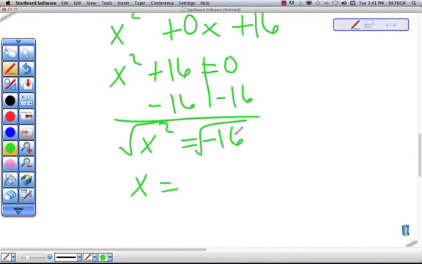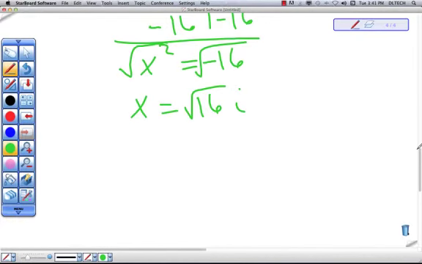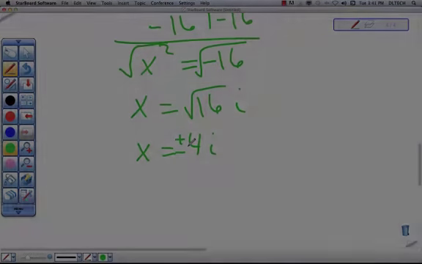So to turn this negative 16 into a positive, we use i. But i is outside, not inside the square root. From here, we know that the square root of 16 is 4, so our answer will be 4i. Not only positive, but also negative.